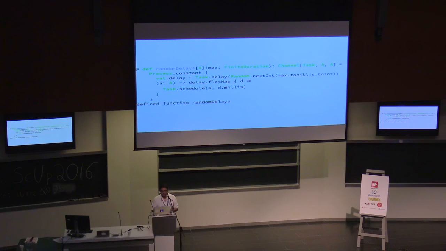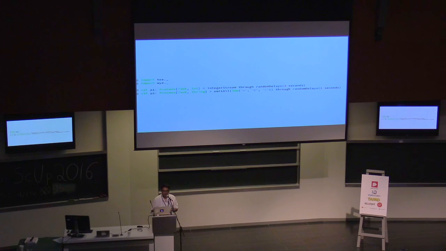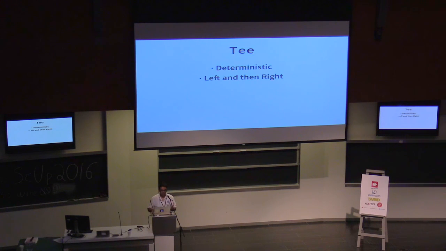So the random delay function there takes a max delay as an input parameter, and it creates a channel which just arbitrarily adds some delays. If we take a look at the previous example we had, the integer stream, we're passing it through this random delay channel, so it will emit values every 3 seconds. Then we also define a normal finite stream with A, B, C, just for the example, and pass it through a random delay channel, but with less delay, 1 second. So let's get to tee.